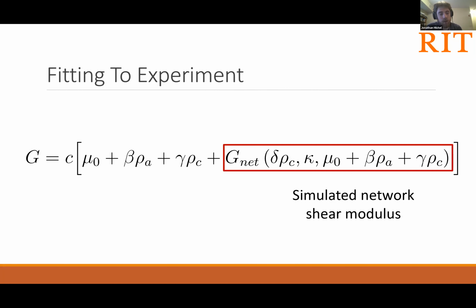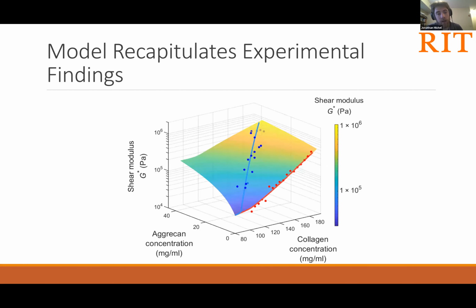So while we do have a few fitting parameters, we have a large amount of data to work with, and we have a lot of constraints that we can apply on these fitting parameters based upon physiologically relevant ranges that we've inferred from the literature. So when we do this, we find we can very successfully pass a surface through both the healthy data that are shown in blue and the degraded data, which are shown in red.